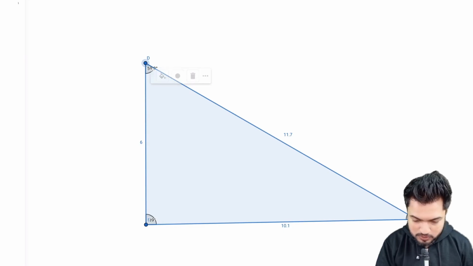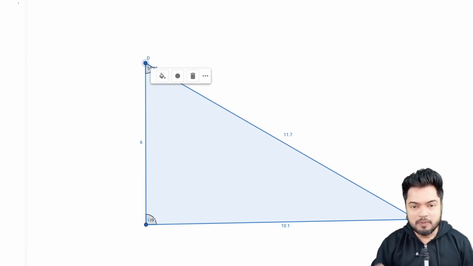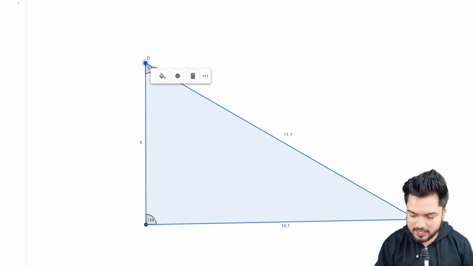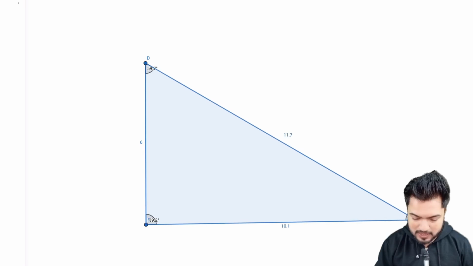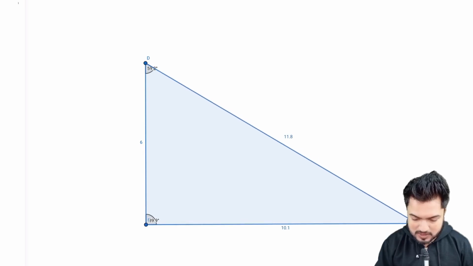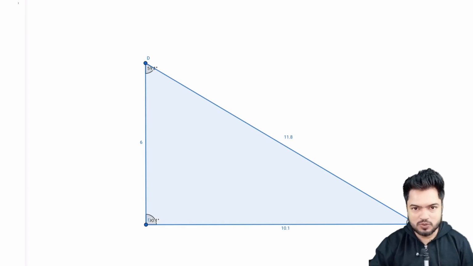Now, the side opposite to 30 is what? 6. Double of that is what? 12. That is the side opposite to 90. Check it there, 11.7, because this is 89, not 90. If you make this as 90, you will get the answer as 12. So 6, 12, 1 is to 2. And the next will be root 3. So 6 into 1.73. 0.7 into 6 is what? 4. So 6 plus 4, it will be approximately 10. That is what you are getting.